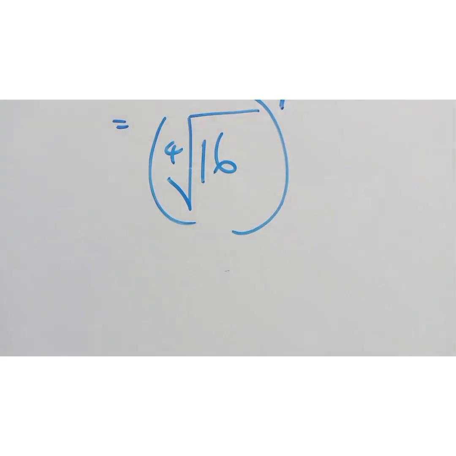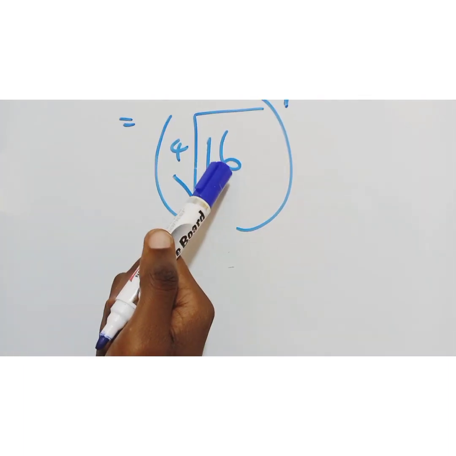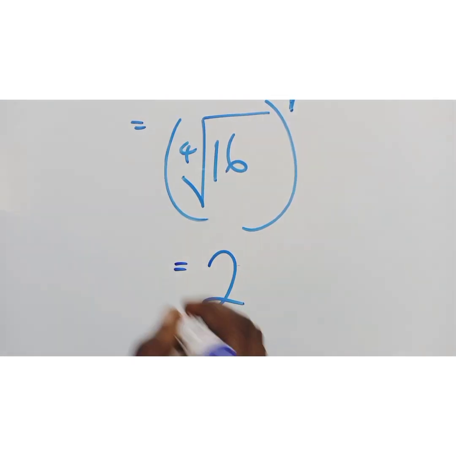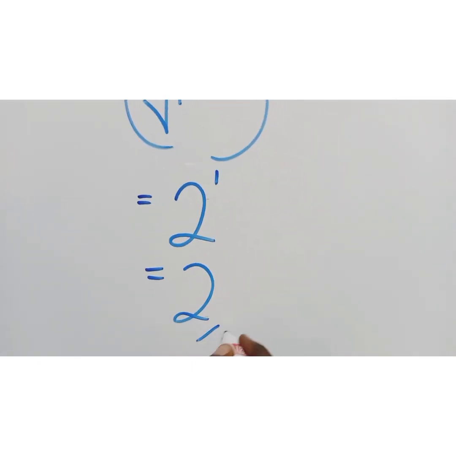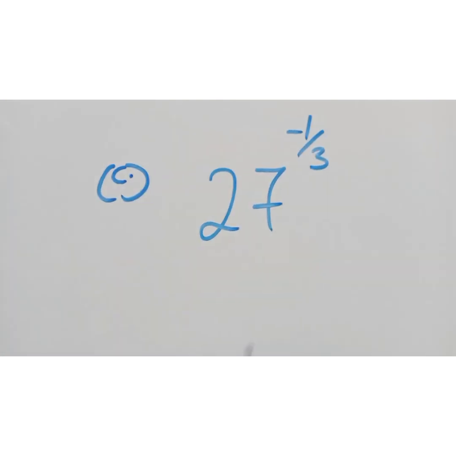The question is this. What number, if I multiply it 4 times by itself, will give me 16? That will give me 2. So 2 times 2 times 2 times 2 is 16. Then I have this one. So my final answer is 2. Simple as that. I have this 27.